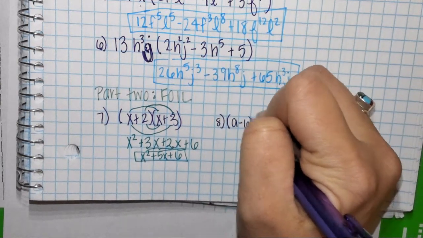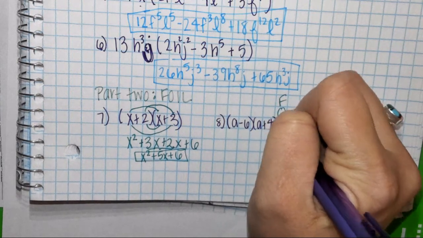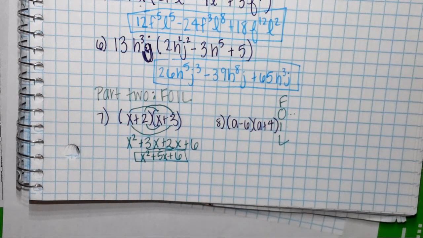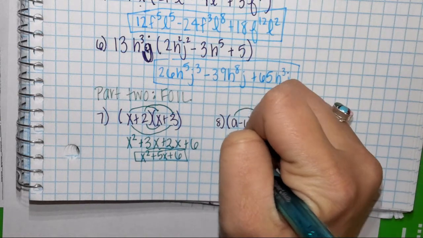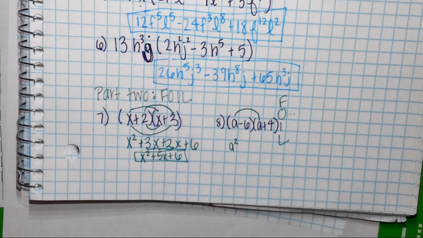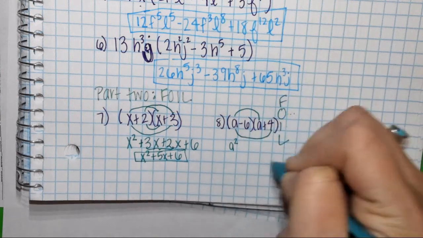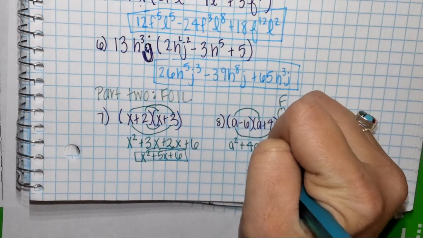All right, a minus 6, a plus 4. We're still going to do this one together. Contain your excitement. All right, what two letters and or numbers do I multiply first together? A and A. And what's A times A? A squared. Take a point. Then what do I multiply together? A times 4. Good. Take a point, and you get plus 4a.